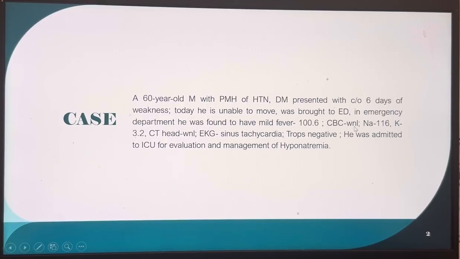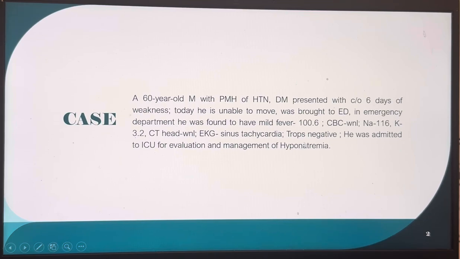In the emergency department, he was found to have a mild fever, which is 100.6. His CBC was normal, but his sodium is 116, which is severely hyponatremic, and his potassium is 3.2. They did a CT head, which is normal, and EKG showed sinus tachycardia. His drops were negative, and he was admitted to ICU for evaluation and management of hyponatremia.